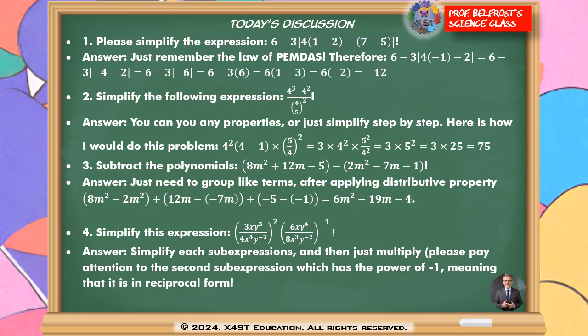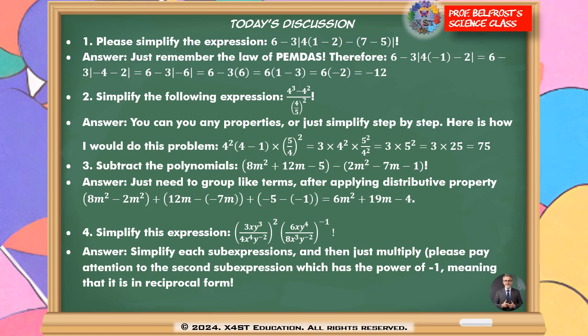Okay, so here's today's discussion. First problem: please simplify the expression. This is very simple if you remember how to use the law of PEMDAS: parentheses, exponent, multiplication, division, addition, and subtraction. You just need to solve step by step as shown, and you will obtain the result minus 12. Pretty simple, right? Number two, simplify the following expression.